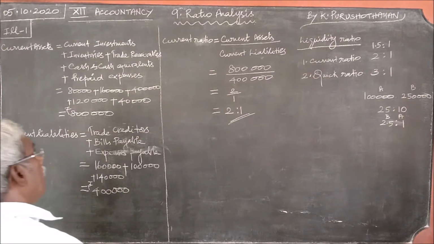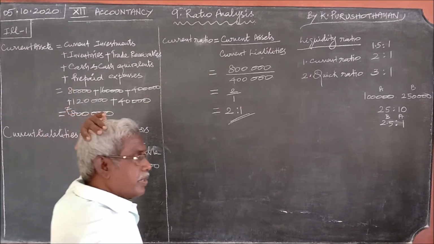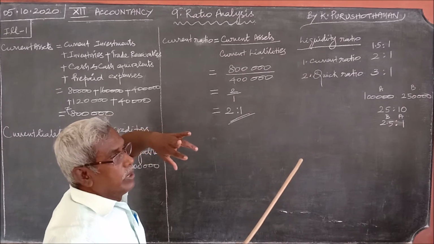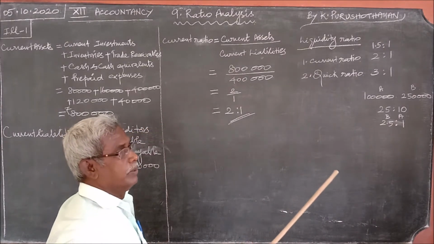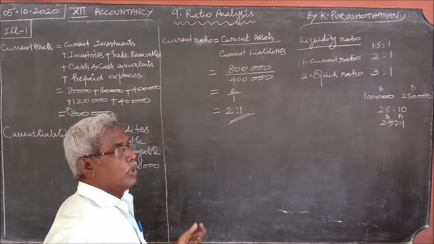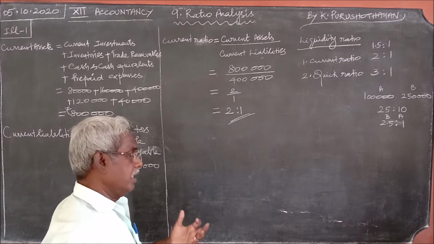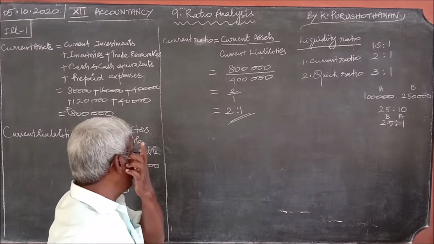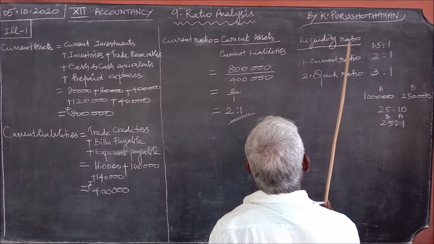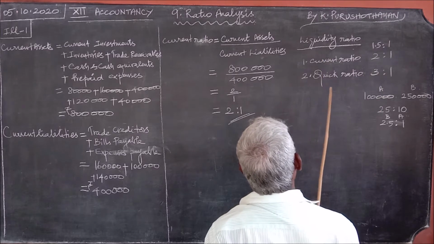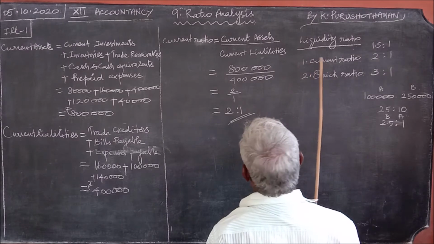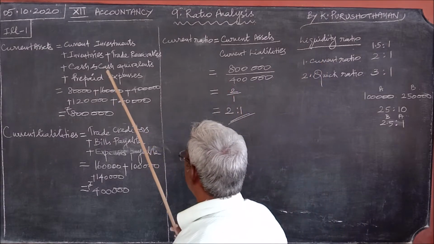now I said there are 4 types of ratios. One is the first, liquidity ratio, second one long-term solvency ratio, third one turnover ratios, fourth one profitability ratios. These are the 4 types of ratios. In the first type, liquidity ratio, there are 2 subdivisions. One is the current ratio, second ratio is the quick ratio. So we are trying to find the current ratio from the illustration number 1.